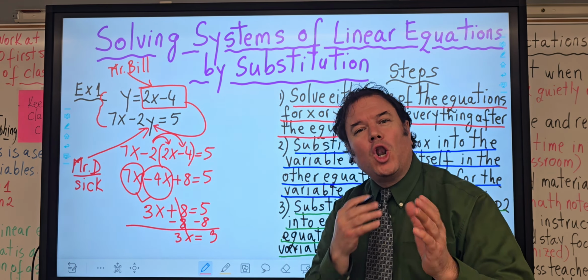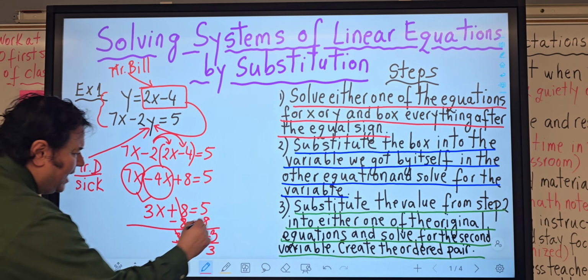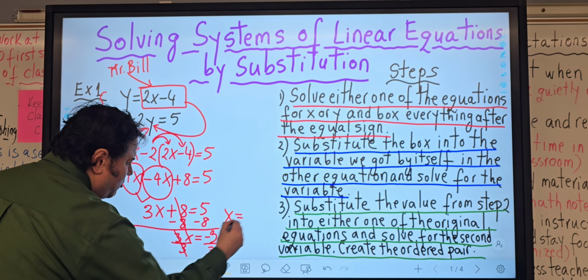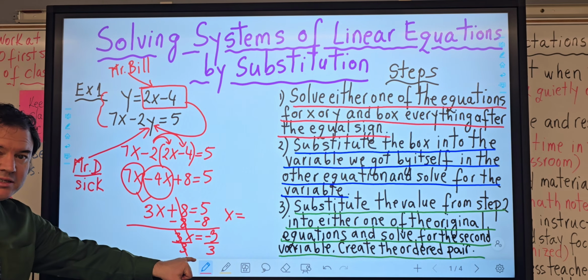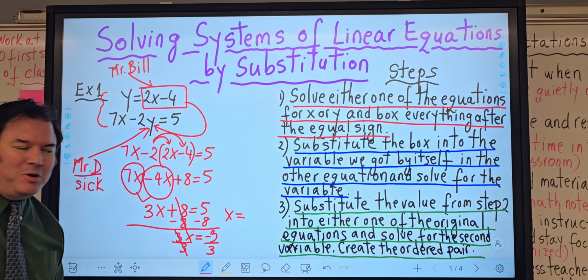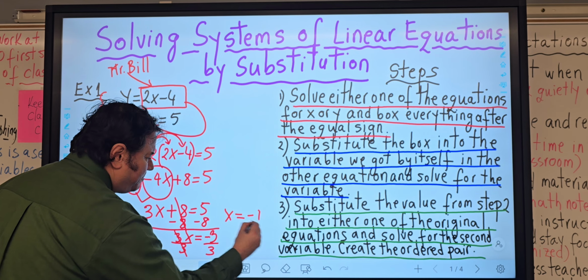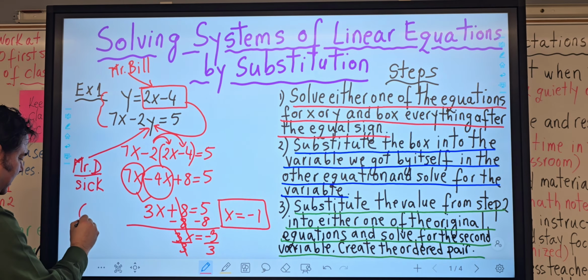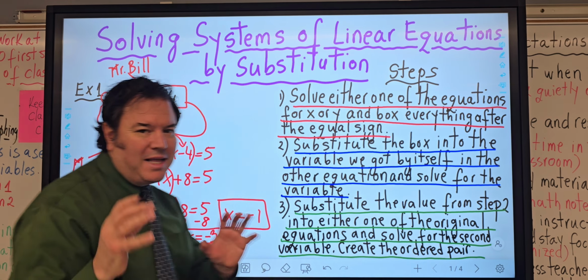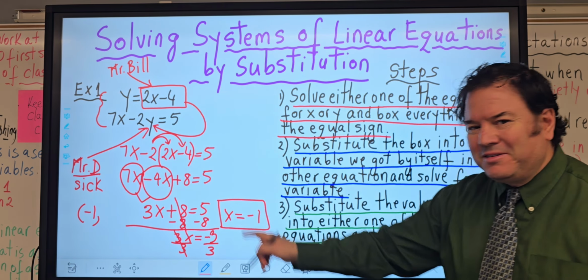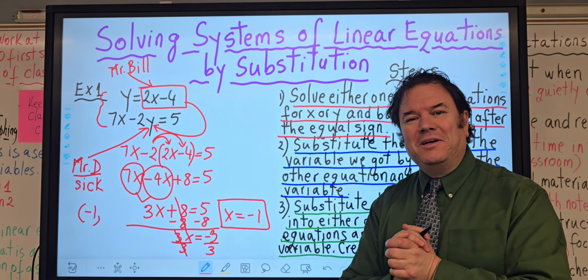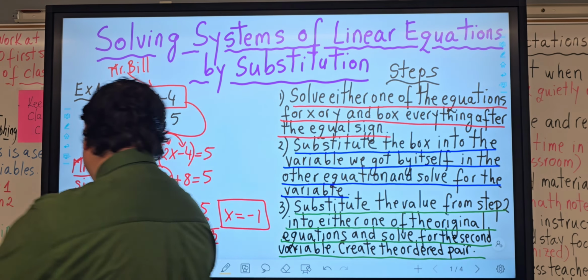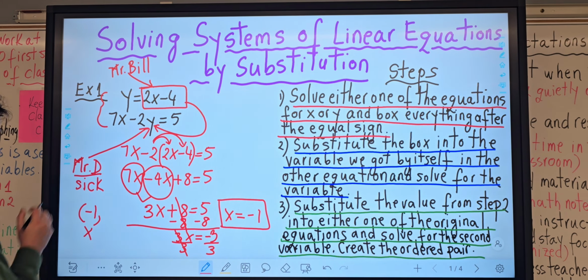And finally, we need to divide both sides by 3 in order for us to get the x by itself. So we get 1x or just x equals negative divided by positive becomes a negative, and 3 divided by 3 becomes a 1. Negative 1. So our x is negative 1. We got half of the answer, the solution. Now we need to find the y. We got the x is negative 1.